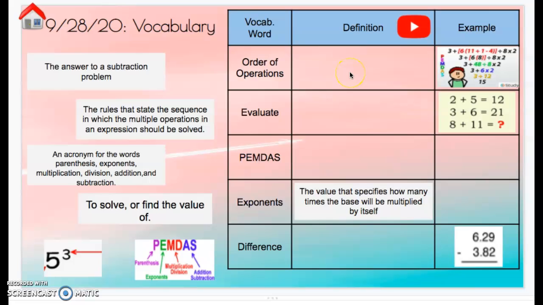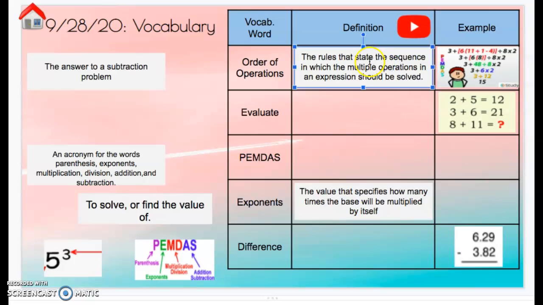What is the definition of the order of operations? Is it the answer to a subtraction problem? No. The rules that state the sequence in which the multiple operations in an expression should be solved? Yeah. So we're going to take this. If you do click on this, make sure you're clicking on around the edge or the border, because if you don't and you click in there, it'll ask you to edit this, and we don't want to edit that. We just want to move it.